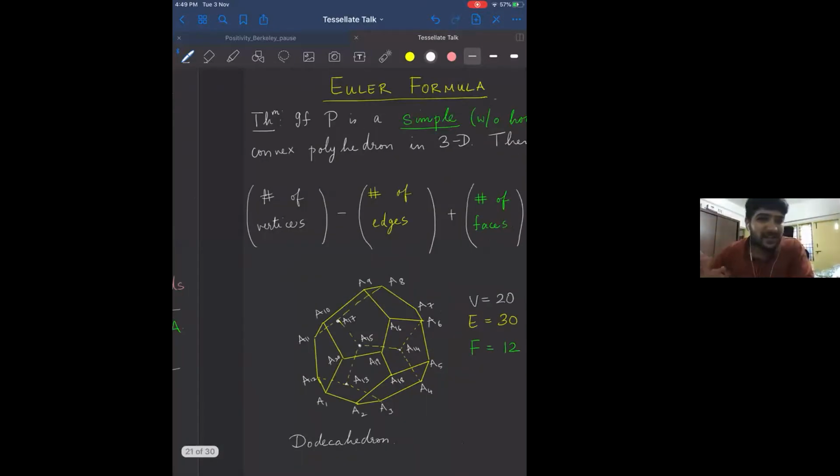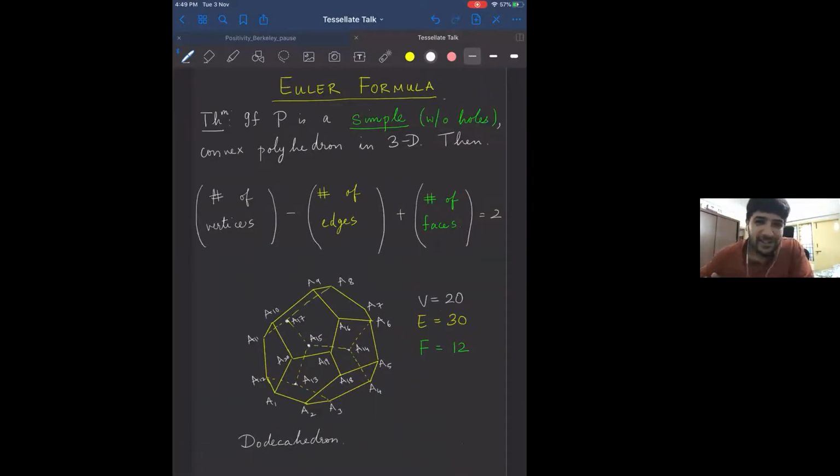But now let's again go back to something that's extremely elementary, that any high school student in 5th or 6th grade can actually understand. So there's this famous Euler formula. Suppose you take a simple convex polyhedron. I've drawn a picture here of a dodecahedron.